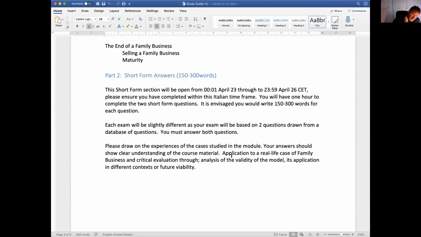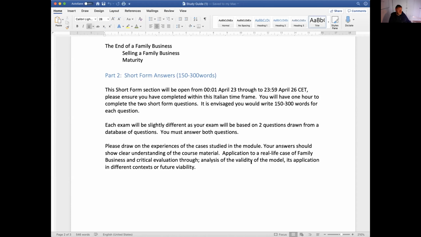Yeah, this line here: application to a real life case of family business and critical evaluation. So obviously I need the course material, I need application to those examples, and then what I want you to look at is the analysis of the critical evaluation, which can be analysis of the validity of the model. Does the model fall down anywhere? Does it fit perfectly the situation? And you know, in experience and reality, models rarely fit perfectly.